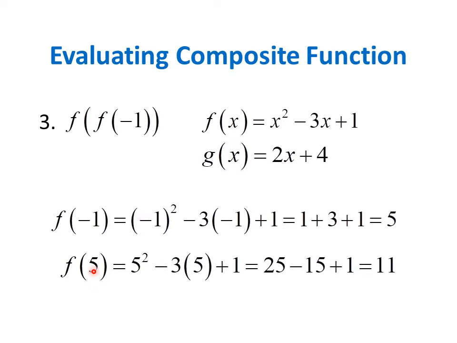For that, we simply substitute 5 into the x of f of x. So we have x squared. If x becomes 5, we have 5 squared, minus 3x, so minus 3 times 5, plus 1. Let's simplify this expression. 5 squared is 25, minus 3 times 5, that is minus 15, and copy plus 1. Let's simplify further. So we have 25 minus 15, that is 10, plus 1, 11. Therefore, f of negative 1 is equal to 11.